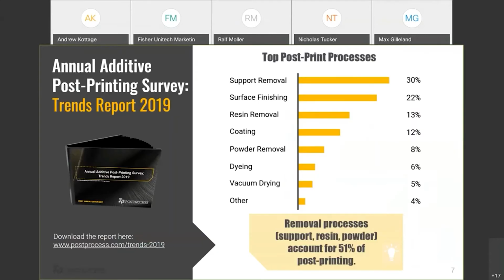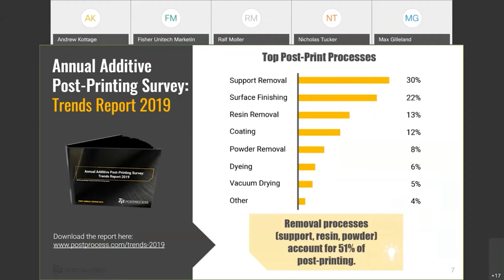And just want to touch on here, we do have an annual additive post-printing survey, and it's across the board, the challenges from post-printing. It's not just PolyJet that's having this problem. It's support removal, resin removal, powder removal, all core print technologies that are communicating that post-printing, regardless of your next step, whether it's coating, dyeing, drying, just to get it to that next step, surface finishing, removing that support is a challenge for over half of the users in these core print technologies.